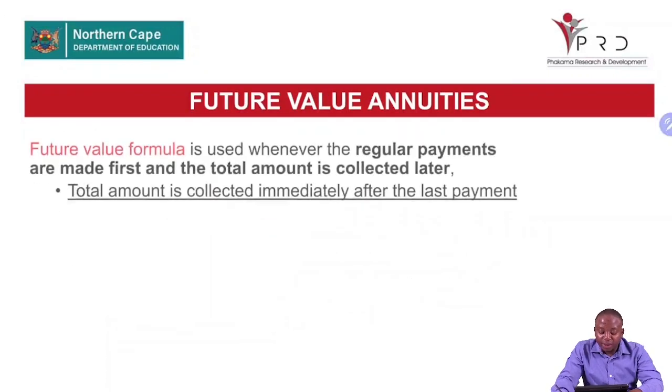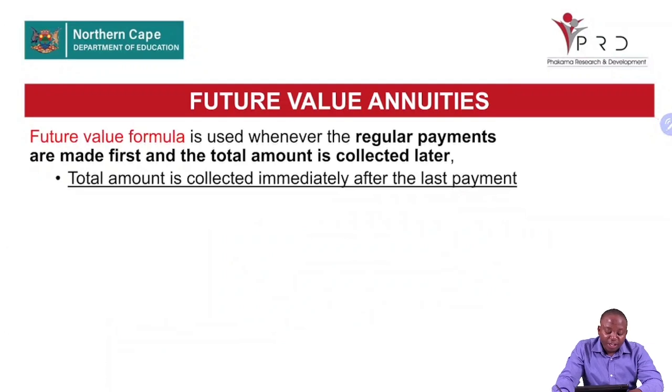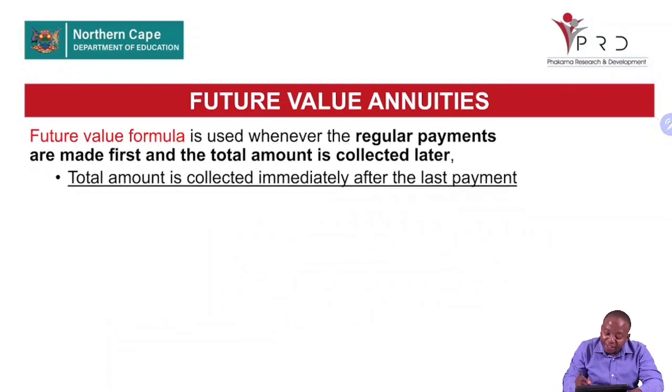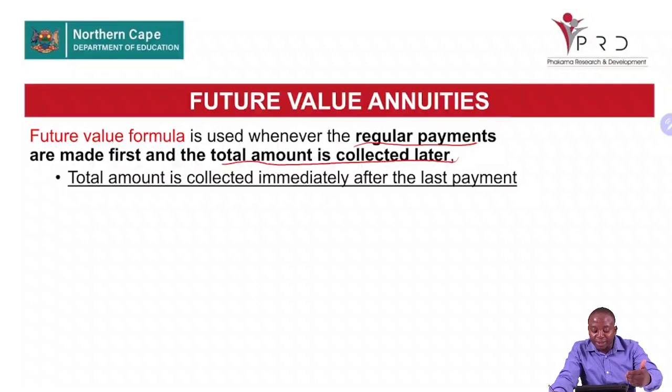Now, what are future value annuities? Remember, future value annuities are used whenever the regular payments are made first. We make a certain payment and the total amount is collected later. So we are making regular payments and will collect the total later on. When do you collect this total? The total is collected immediately after the last payment.